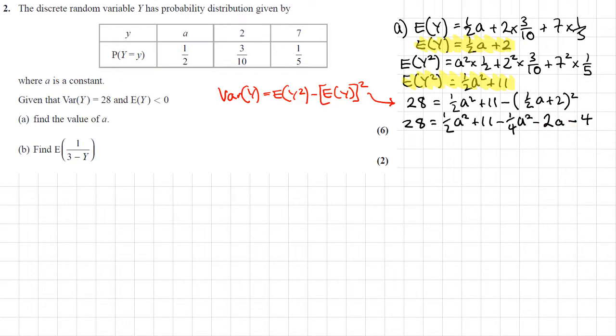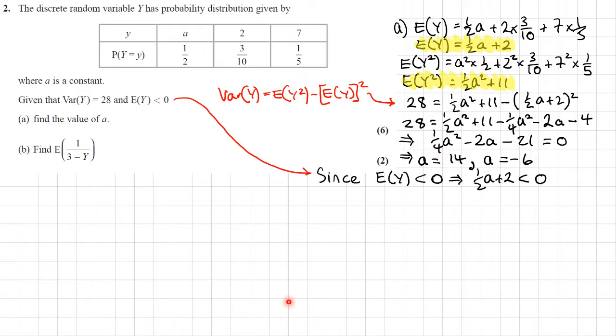So let's put this all together, so quadratic. So 1/2 a squared minus 1/4 a squared is 1/4 a squared. There's just a minus 2a on its own, and then 11 minus 4, so that's going to give me plus 7, and then minus the 2.8 will give us negative 21. Solving this on my calculator gives me two values for a. Either a is equal to 14 or a is equal to negative 6.